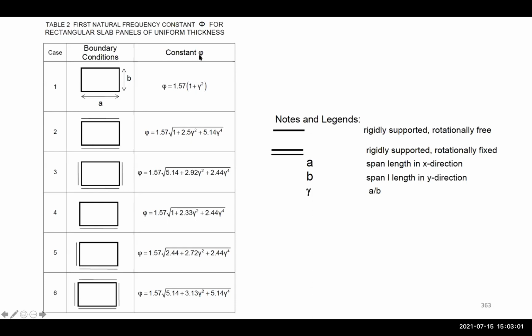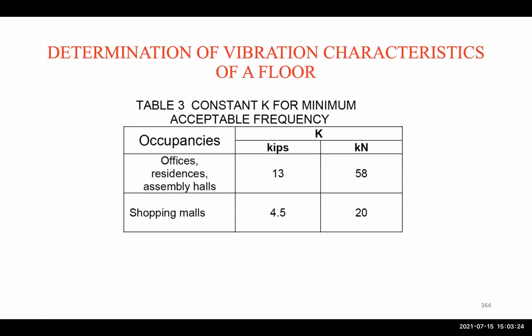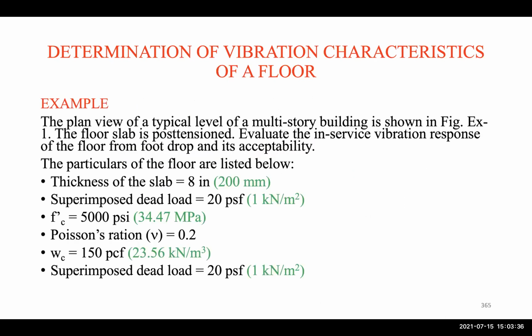Okay, so in continuation, that's table 2, which has the constant phi here, which depends on the boundary conditions. So here we have A and B, and here we have restraints of strains, and then two sides are free, then we have a different value. So we need that in the natural frequency equation that we talked about at the beginning. Okay, and then we have also the K factor with that. So that's given also for us for offices, residences, small assemblies, assembly halls, and shopping malls. Okay, so that's for this.